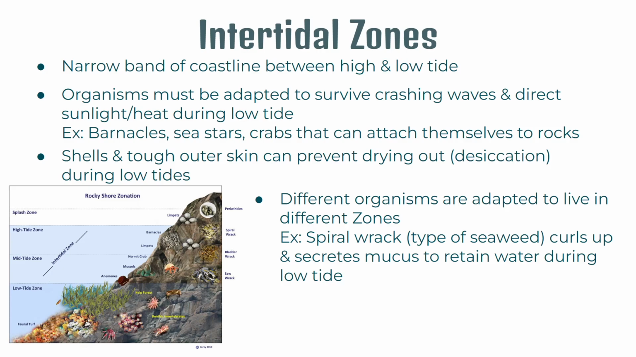For example, we have the spiral wrack, which is a type of seaweed that's adapted to live at the high tide zone because it can kind of curl up on itself and secrete a mucus, which acts as kind of a moisturizing substance that prevents it from drying out during low tide. A big important takeaway from the intertidal zone is that the organisms have to be uniquely adapted to live in the different areas found within that tide zone.